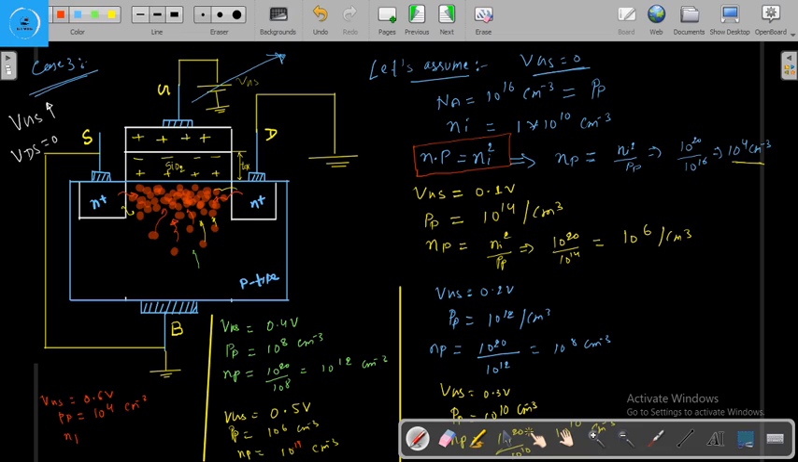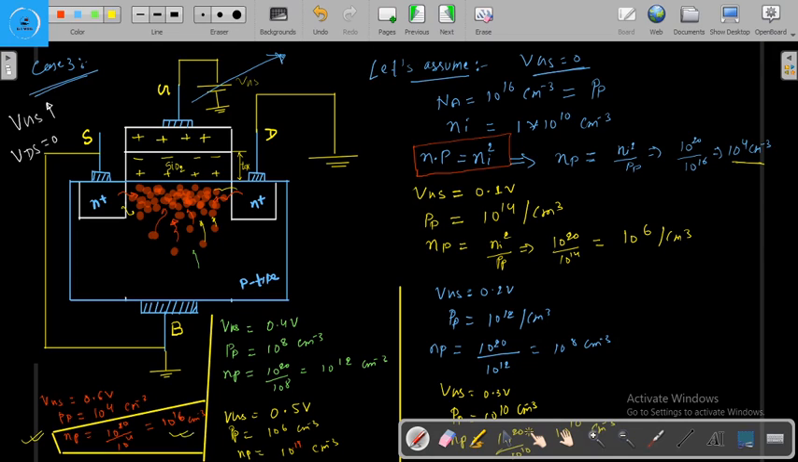Now the concentration of the electron will be equal to 10 to the power 20 divided by 10 to the power 4, which will be equal to 10 to the power 16 per centimeter cube. Now see here, the concentration of the electron here will be 10 to the power 16.